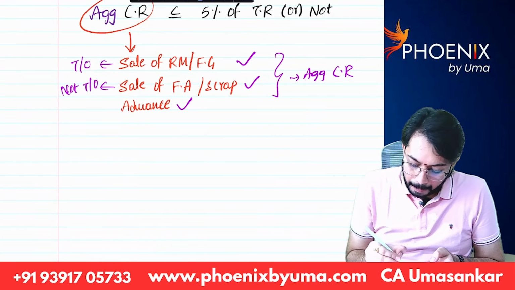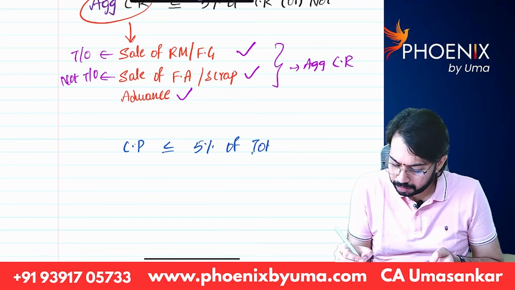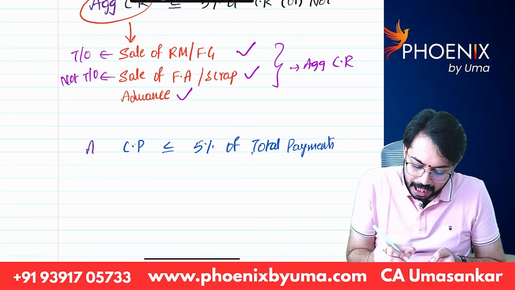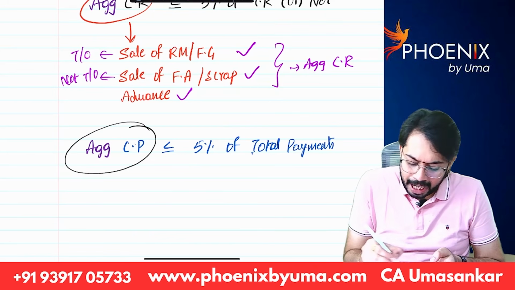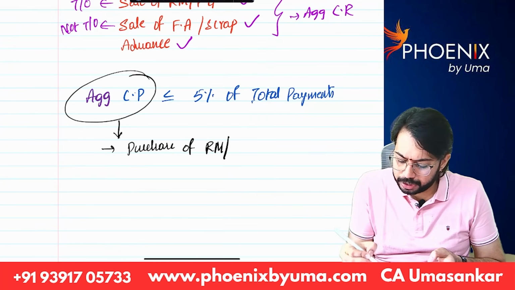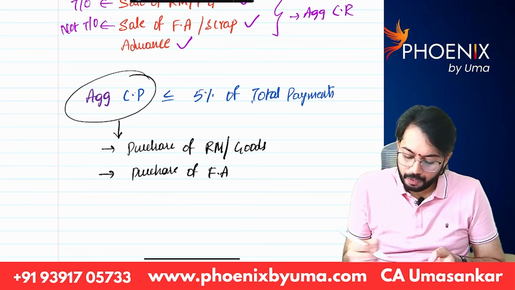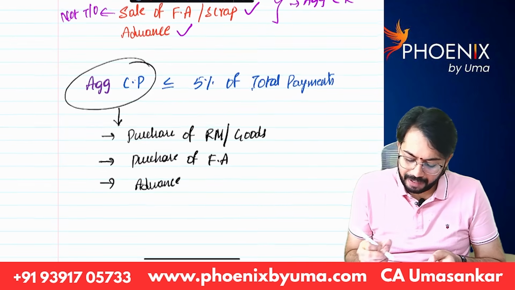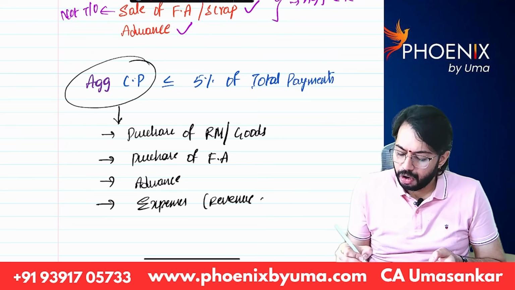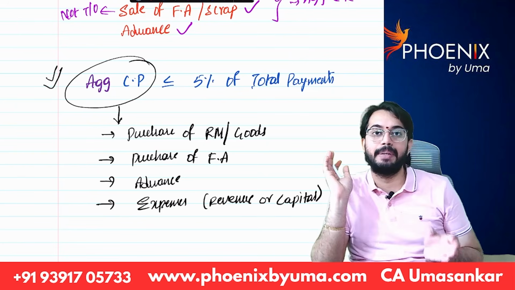Second condition, cash payments less than or equal to 5% of total payments. Now, what you need to consider here is aggregate cash payments. Sir, what do you mean by aggregate cash payments? Whether you are making payment for purchase of raw material or purchase of goods, purchase of fixed asset, any advance, or any expenses, whether revenue or capital, whatever payment you make in your business, all payments are to be considered for the purpose of aggregate cash payments. Are you able to understand?